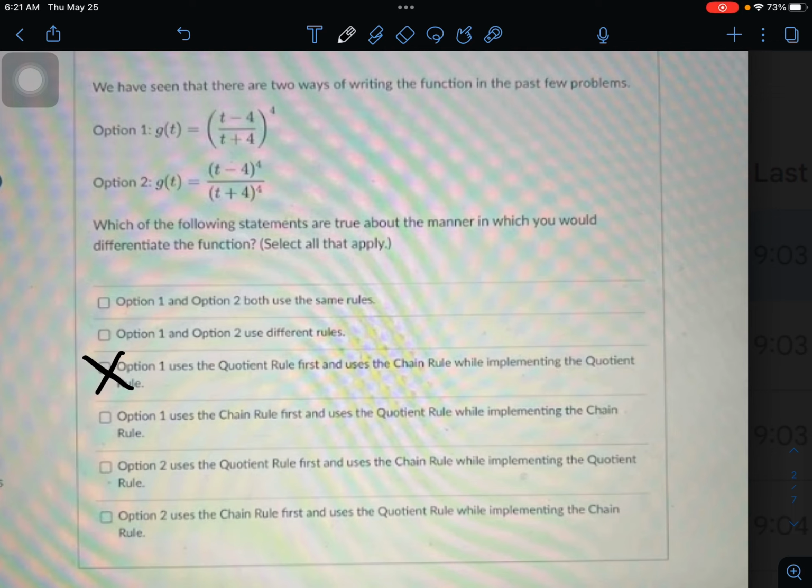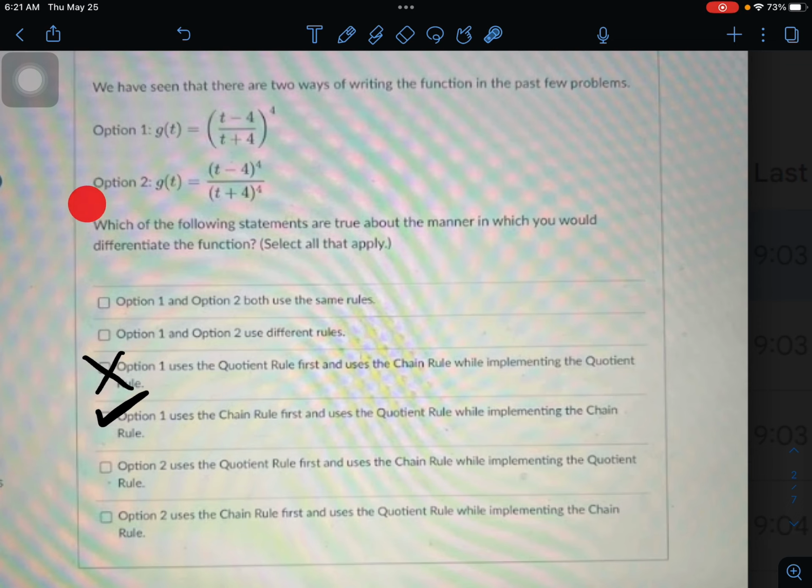And let's see, going down to our next one. Option 1 uses the chain rule first and uses the quotient rule while implementing the chain rule. Yeah, that's what we did 2 problems ago, that's exactly what we did. We did the chain rule first on this one right here. We did chain rule, and then we did the quotient rule. That was the order we did. Chain rule, and then we used the quotient rule in our second part of doing the chain rule. So yeah, that's exactly what we did 2 problems ago.